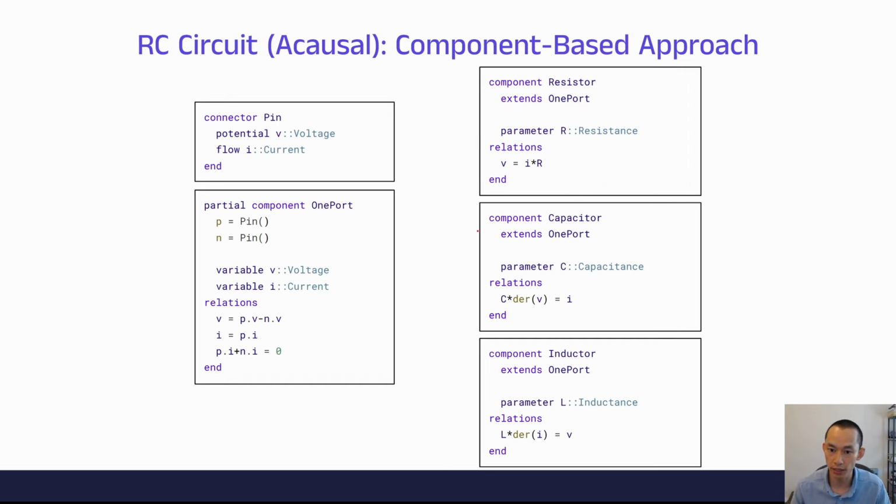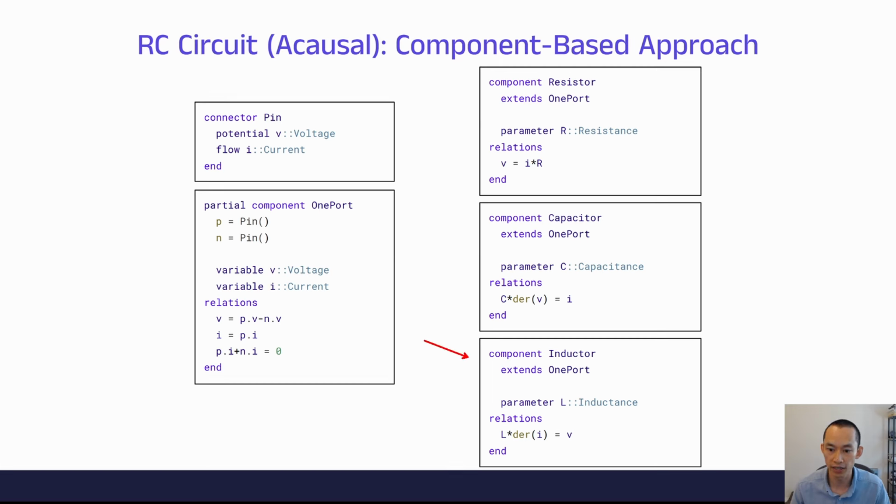So the voltage across the resistor is equivalent to the current times the resistance. And similarly, we can create a capacitor component in a very similar way, right? So here we have a capacitor component which extends or inherits from one port. In addition to everything one port provides, the capacitor also has a parameter C, which represents the capacitance, and it has this voltage-current relationship, which states that the capacitance times the derivative of the voltage is equivalent to the current. Because we're building up an RC circuit, that's all we really need, this resistor and capacitor. But we'll go ahead and define this inductor component also, so we can use it a little bit later.